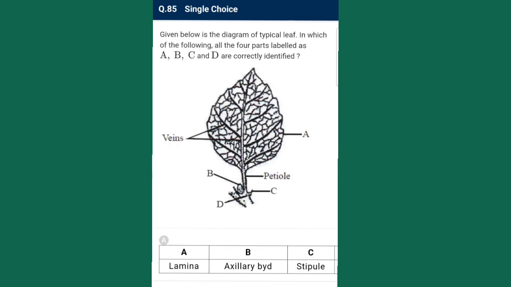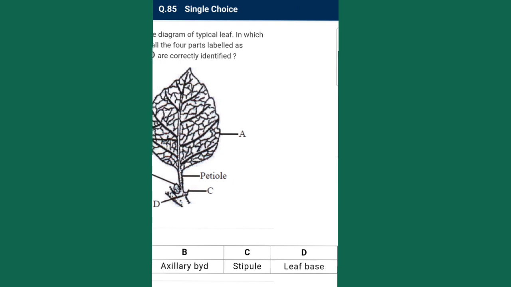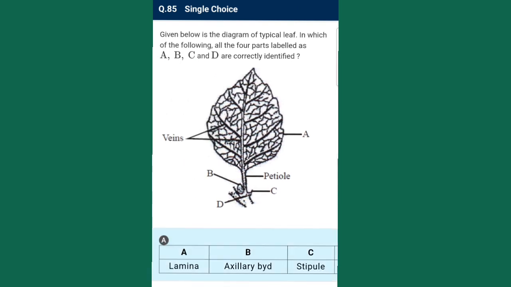Question number 85. Given below is the diagram of a typical leaf in which all four parts are labeled. See the diagrammatic representation. Here A represents the lamina or leaf blade, B represents the axillary bud, C is the stipule, D is the leaf base. So the correctly matching option is option A.